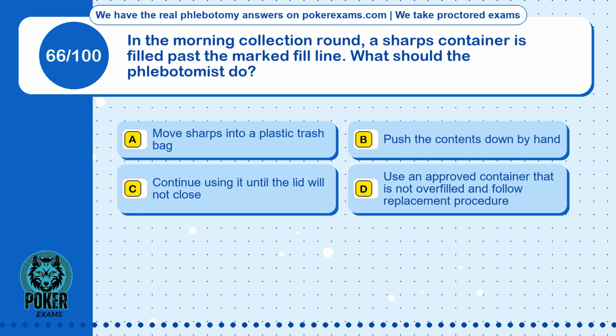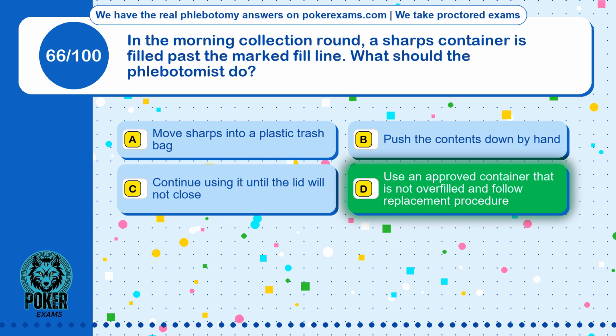Question 66. In the morning collection round, a sharps container is filled past the marked fill line. What should the phlebotomist do? Option A. Move sharps into a plastic trash bag. Option B. Push the contents down by hand. Option C. Continue using it until the lid will not close. Option D. Use an approved container that is not overfilled and follow replacement procedure. The correct answer is option D.